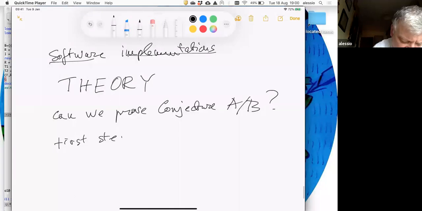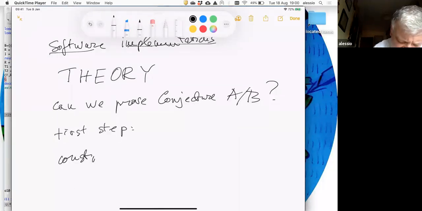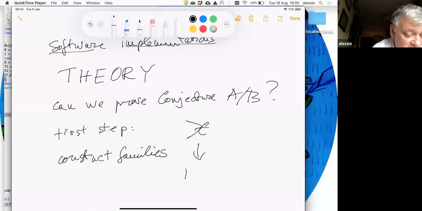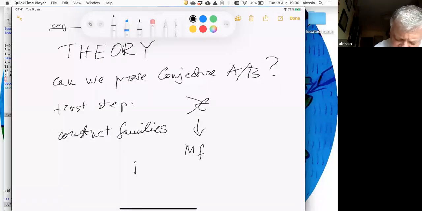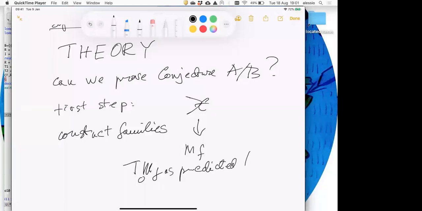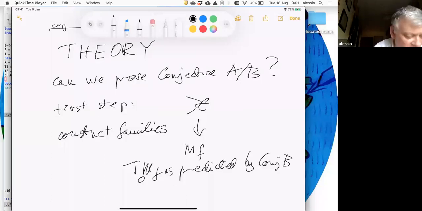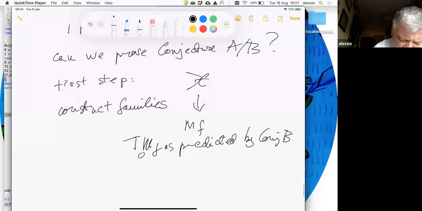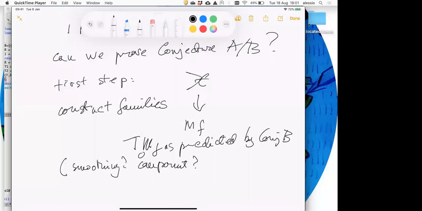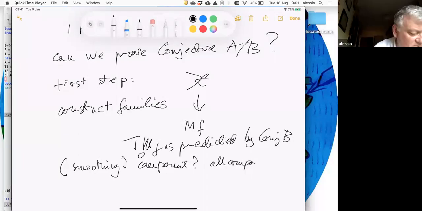Okay, so the first step would be to just construct families X to MF, where MF is something whose tangent space is predicted by conjecture B. And so we construct families, and then we don't necessarily know that these are smoothing or that they are a whole component of the deformation space, let alone all components of the deformation space. But let's at least begin with constructing this family.